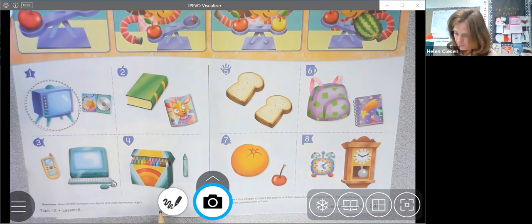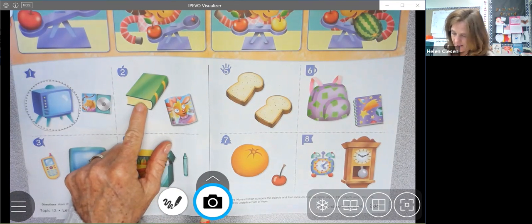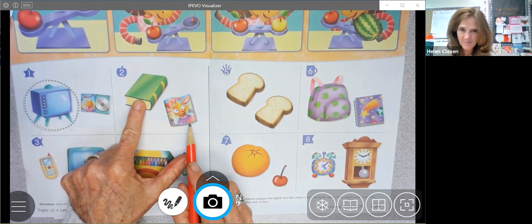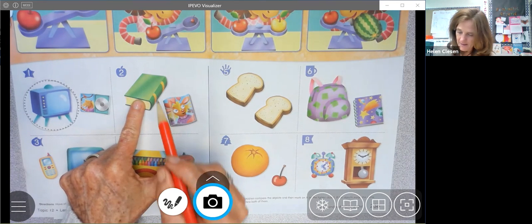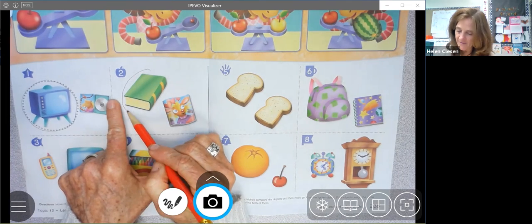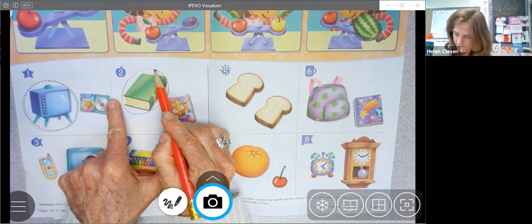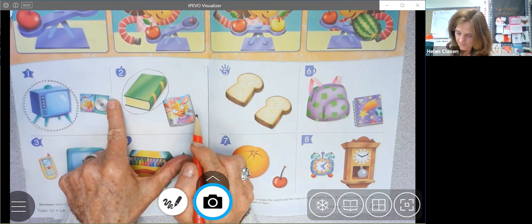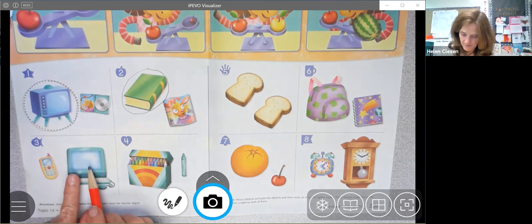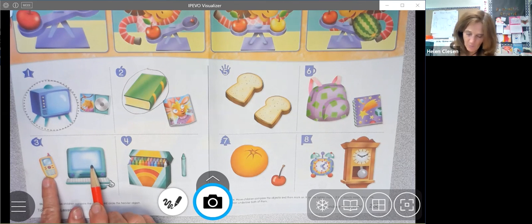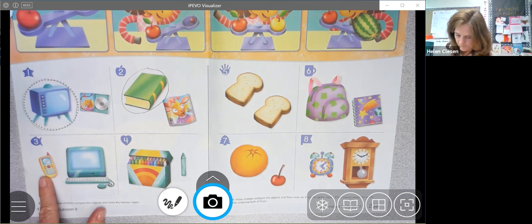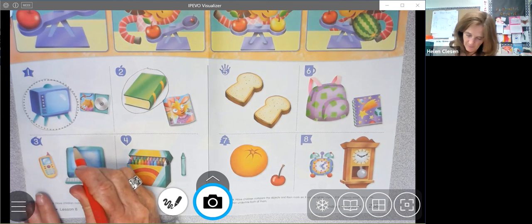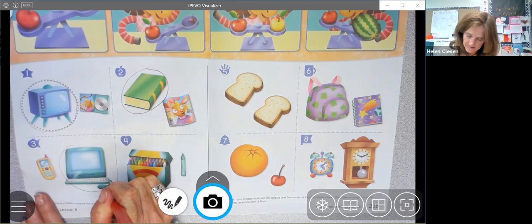How about on number 2? This looks like a big, thick book. And this looks like more of a paperback book. I'm thinking this item is heavier. It weighs more. If I was to pick up a computer or pick up a telephone or a walkie-talkie, which one would be harder for me to lift? The computer would be harder because it is heavier.